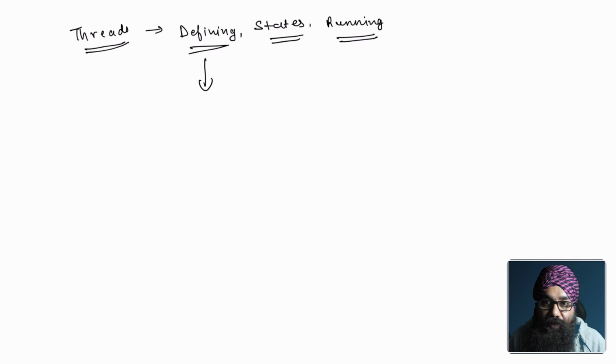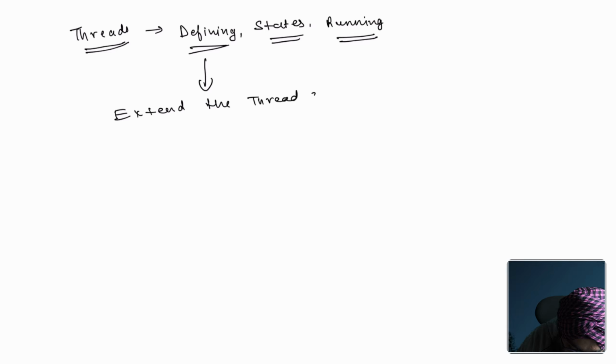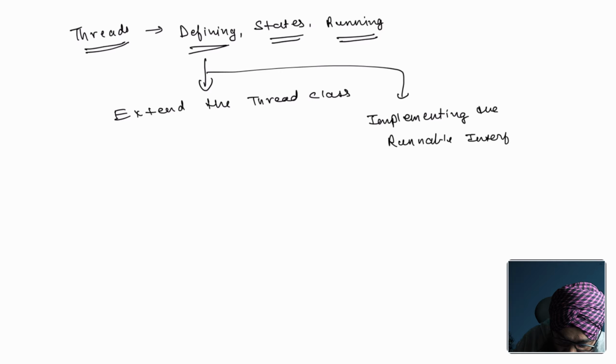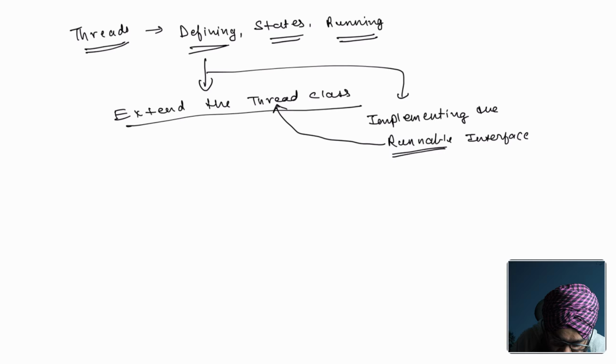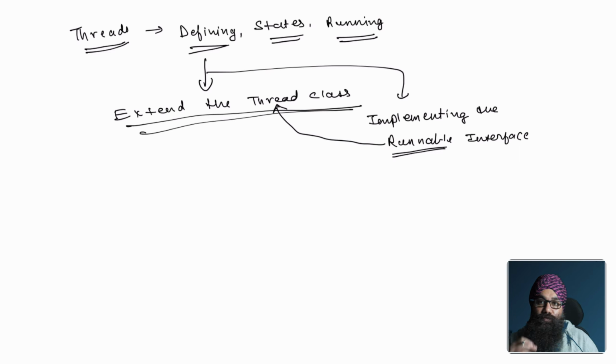So there are two ways in which we can create new threads. The first one is the thread class. You can extend the thread class and create a thread. And the second one is by implementing the Runnable interface. So these are the two ways in which you can create a thread, and this Runnable interface is already implemented by the thread class, but these are the two approaches that you can take. We will see this in a code example as well.